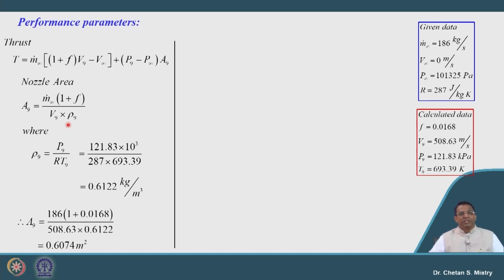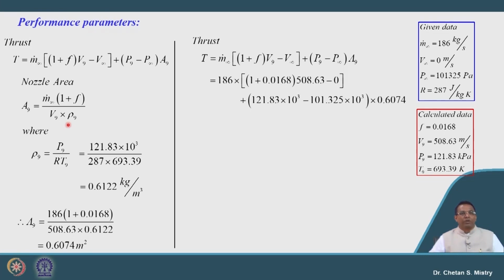Now, once this area we have calculated, we can calculate what will be the radius of the nozzle exit. So that we can do the calculation. Here in this case, we will see my thrust, where m infinity is given as 186 kg per second. F value is also known to us. This V9 we have calculated, and since we have the ground condition, V infinity is 0.